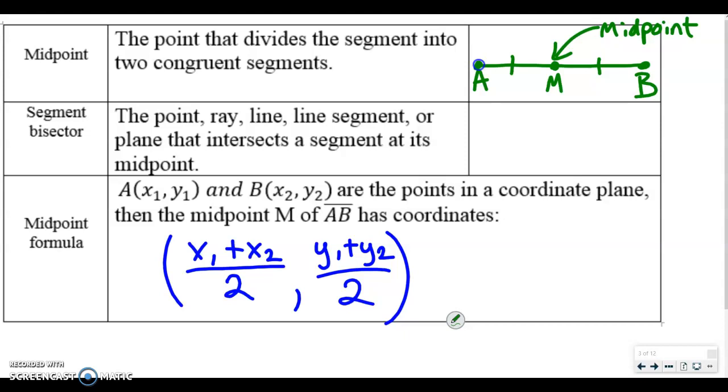And we're able to say AM is congruent to MB. AM congruent to MB.